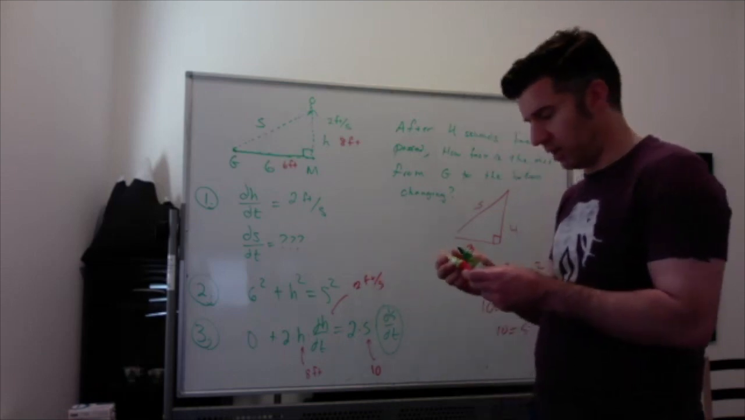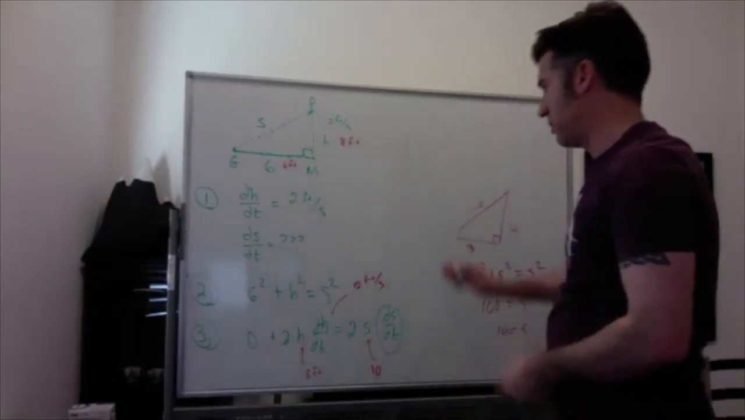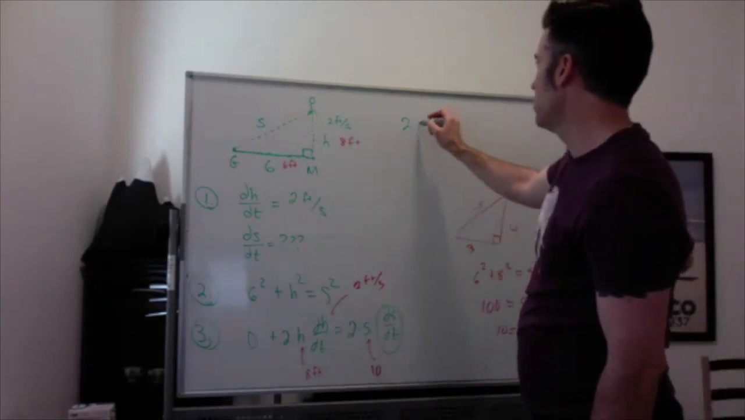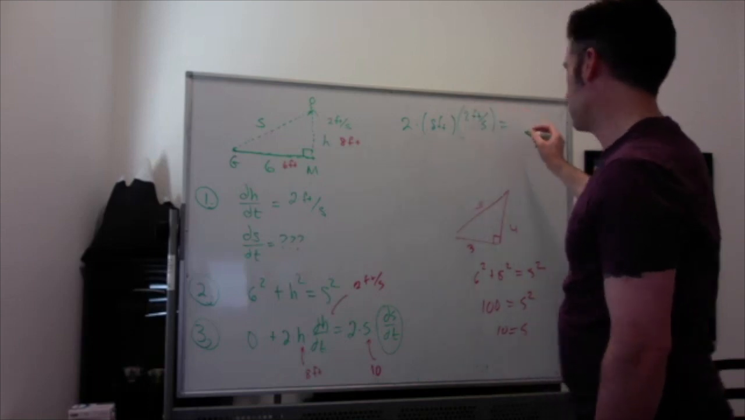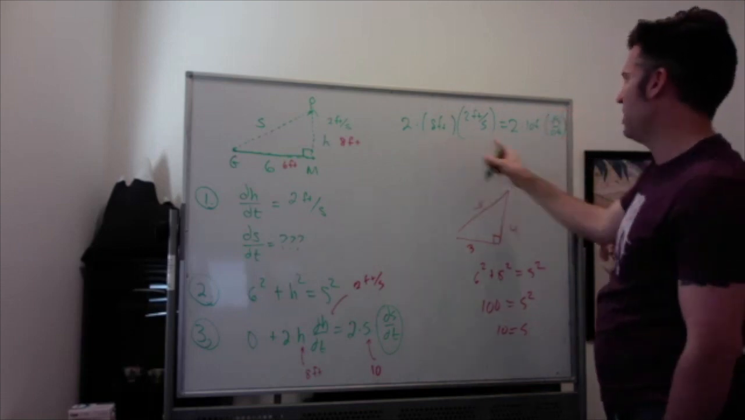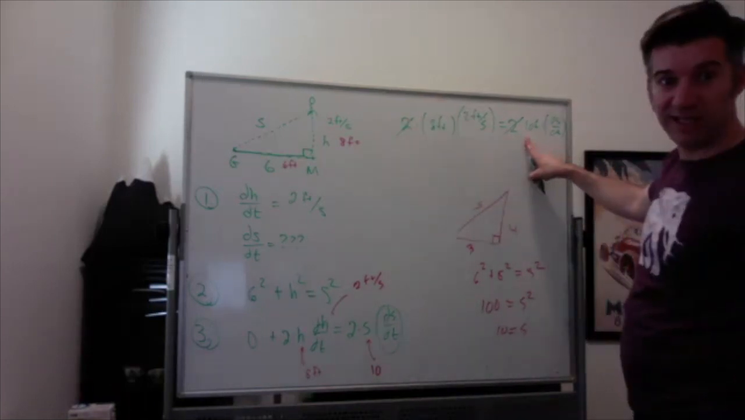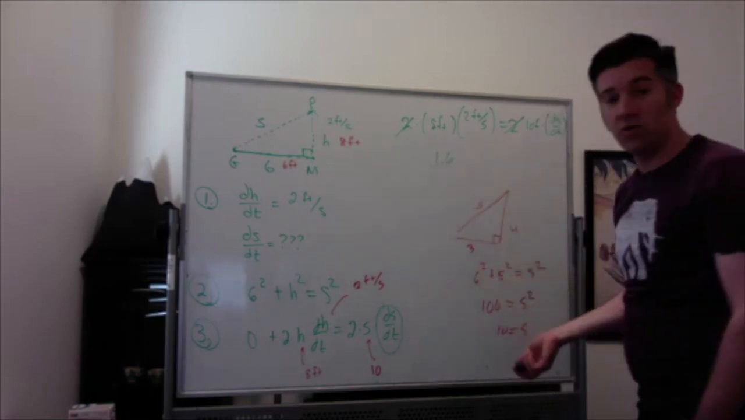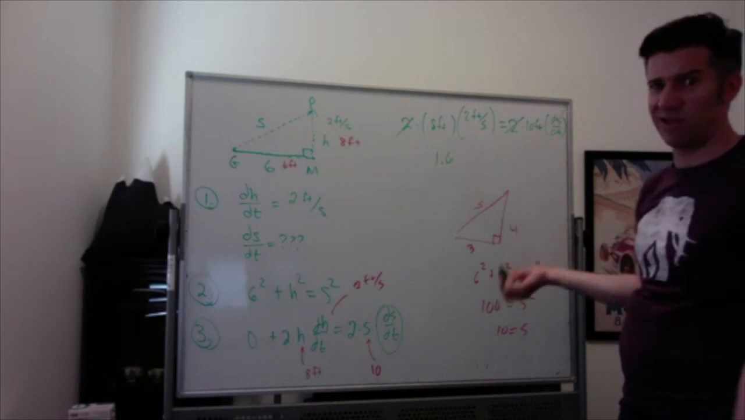So I know we're just about out of time here, so let me just finish the problem. So what do we get? We get 2, and usually I don't write the units in, I just fix the units at the end. I'm going to write them in here. So you get 2 times 8 feet times 2 feet per second equal to 2 times 10 feet times ds/dt. So divide both sides by 2. 8 times 2 is 16. Divided by 10 is 1.6. And the units are going to be feet times feet per second divided by feet. So you're just going to get feet per second.